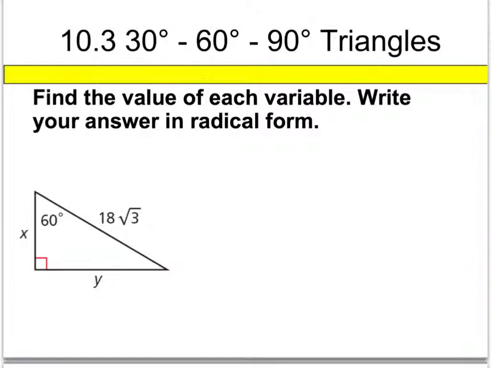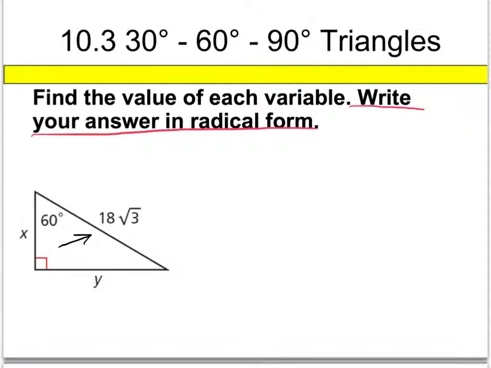Alright, so coming back, now what information do we know? Well, we know our hypotenuse. Okay, and what are we going to be doing? Well, we're going to be finding the value of each variable, and this is the key right here. Write your answer in radical form. So this is going to be the more difficult problems you're going to come across.